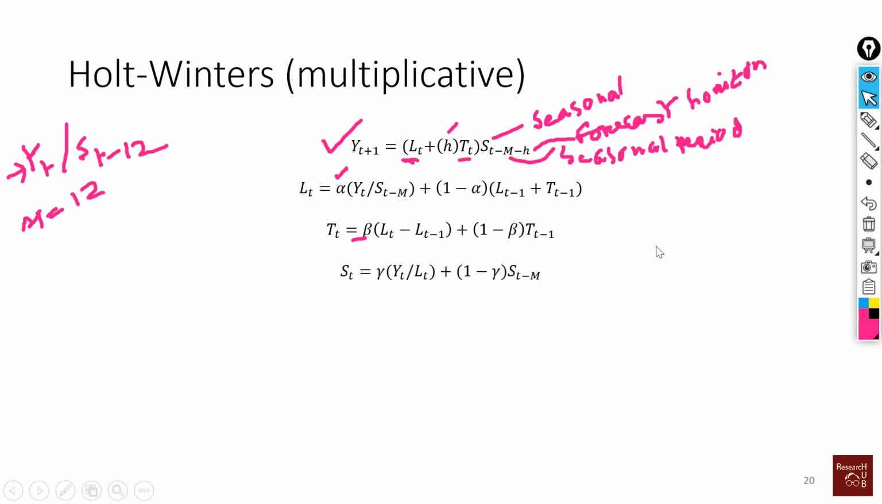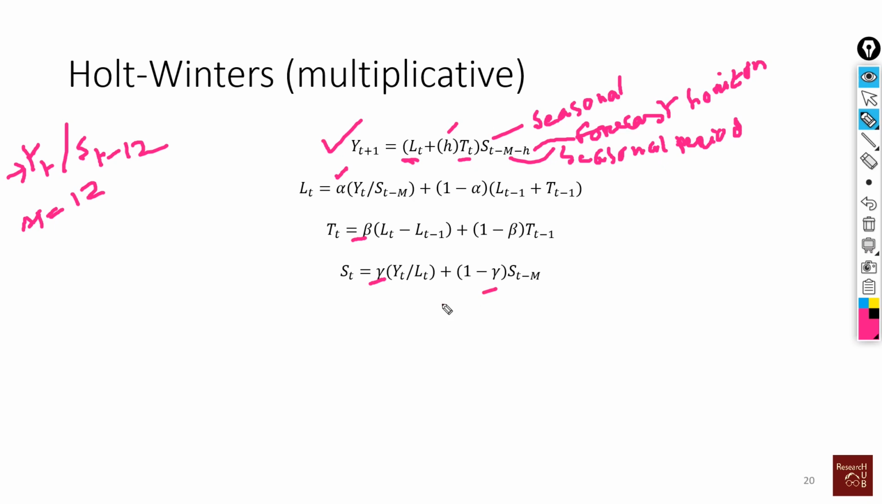And then we have the equation for the seasonal component. Here we have another parameter now. Previously we have seen only two smoothing parameters. Now we have three parameters, and because of that it is sometimes called the triple exponential smoothing model as well. We call it gamma, and we multiply it with the ratio of y_t, the actual value, divided by L_t, the level value of the same time period, plus (1 minus gamma) times S_{t-m}.